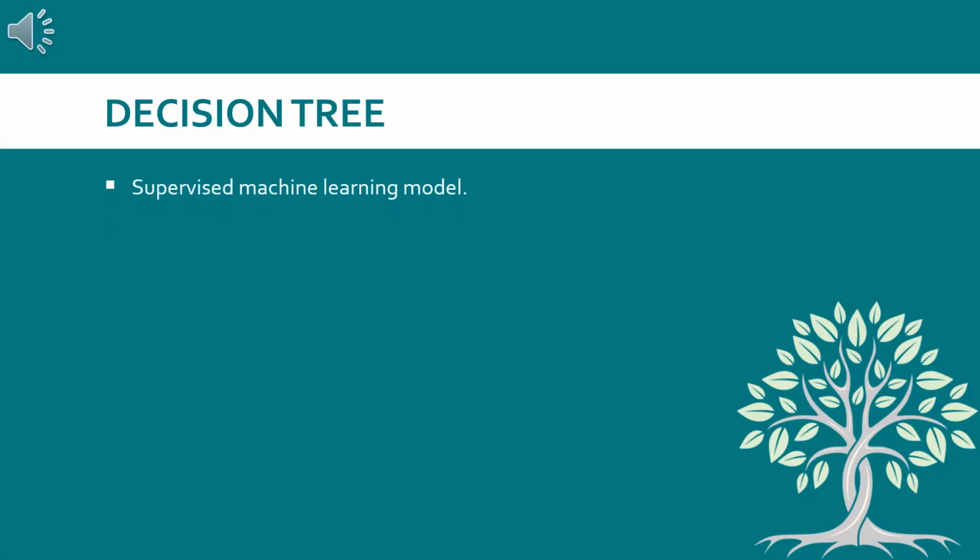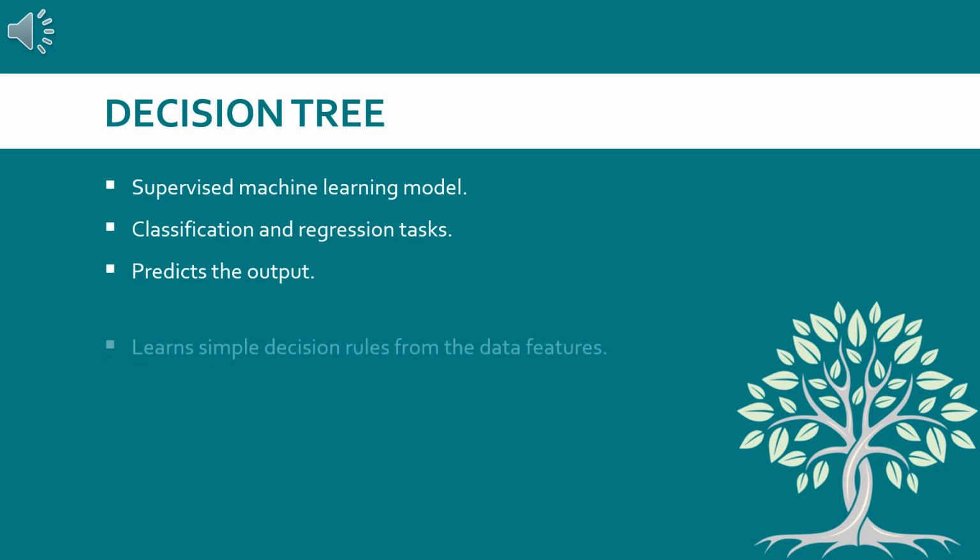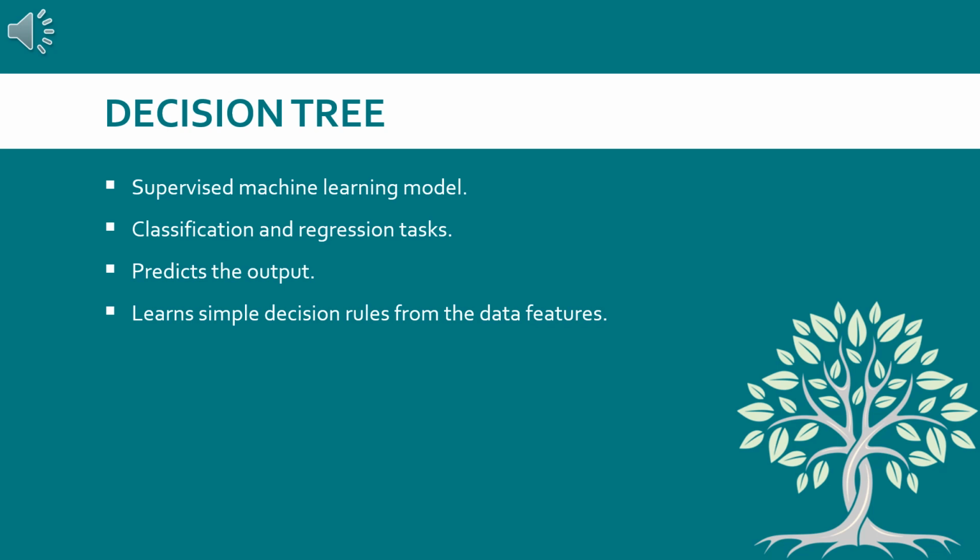A decision tree is a supervised machine learning model. It is used for both classification and regression. A decision tree creates a model that will predict the value of a target variable. This is done by learning simple decision rules from the data features.